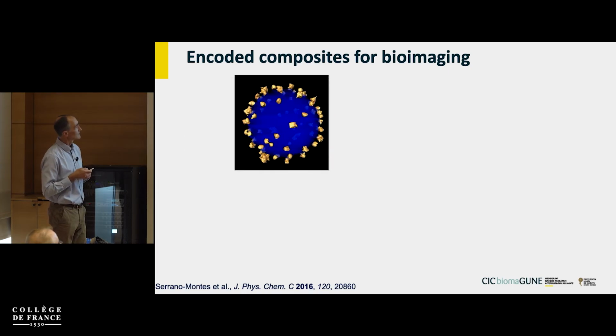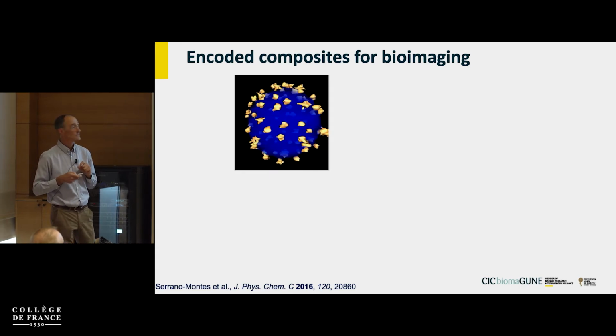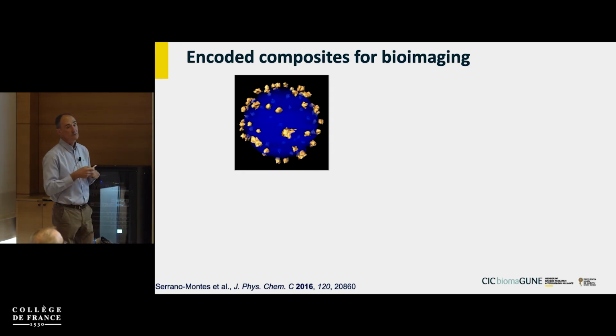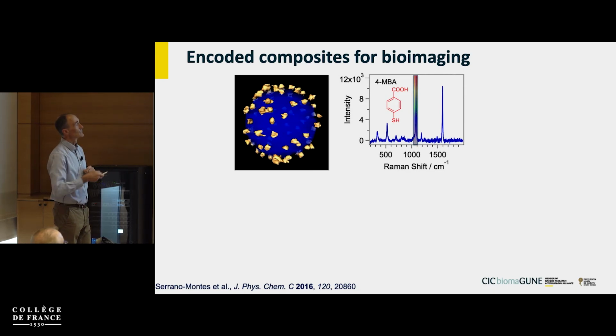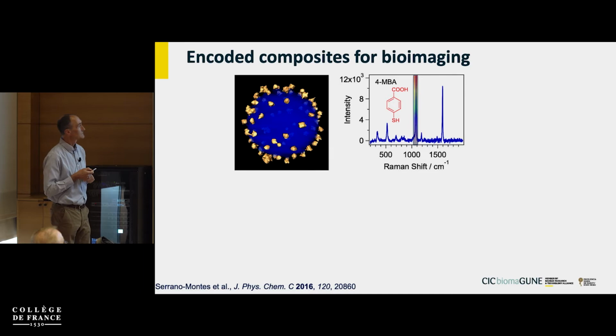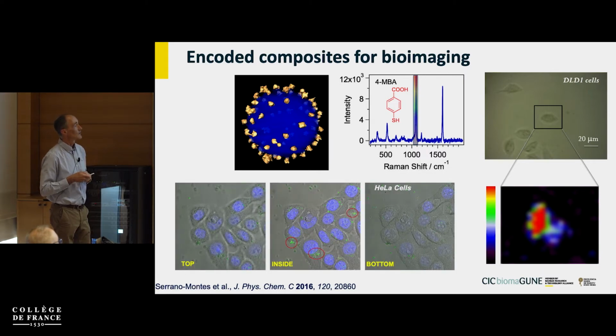So in 3D, the particles look like this. You don't see the very tiny particles because they are too small for the resolution, but you see a nice distribution of the nanostars. And then you encode them with this molecule that will attach, of course, to the metal particles. And then you can see the fluorescence from the core. At the same time, you can also localize by doing confocal Raman the particles on top of the cells, inside of the cells, and also at the bottom. So you can confirm the internalization of the particles inside of the cells.